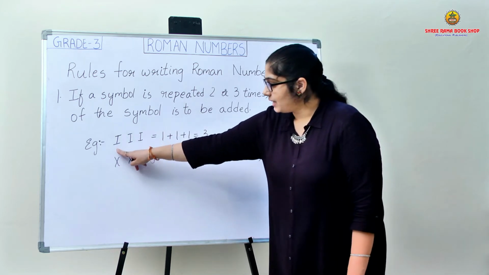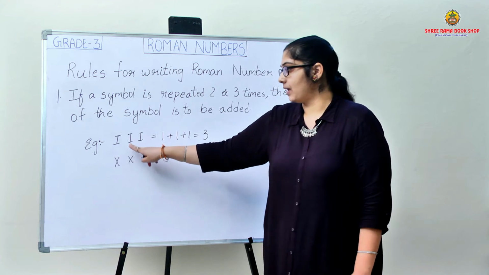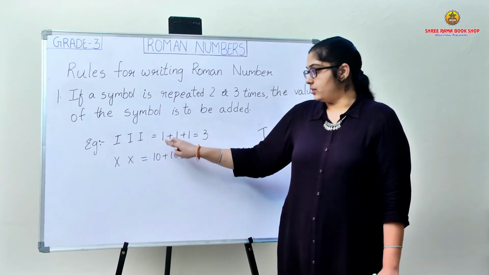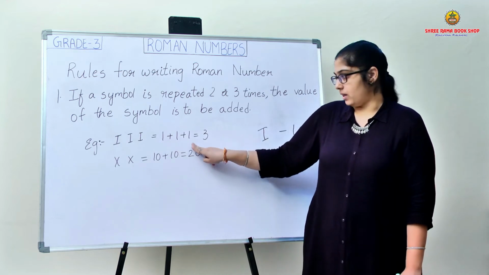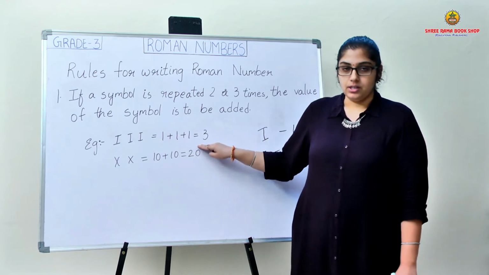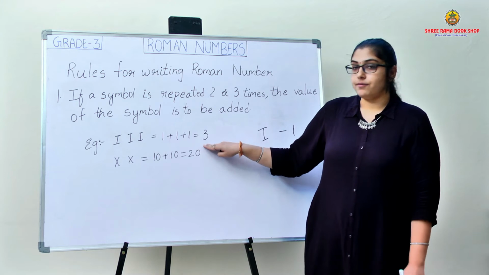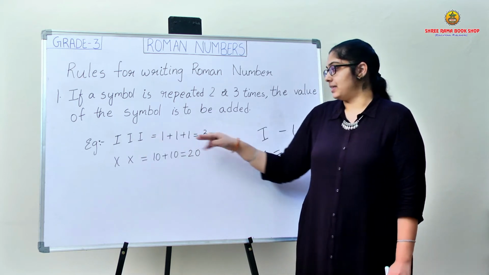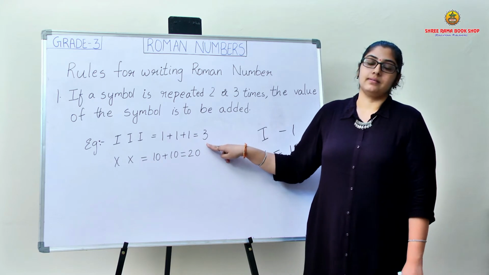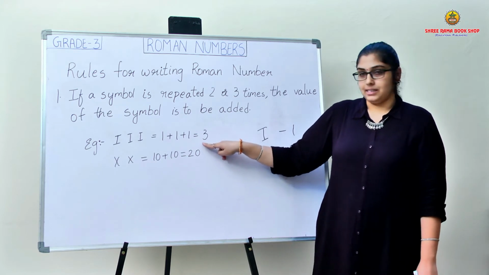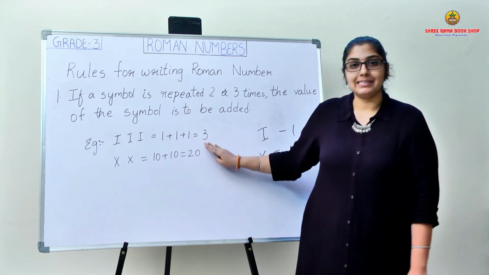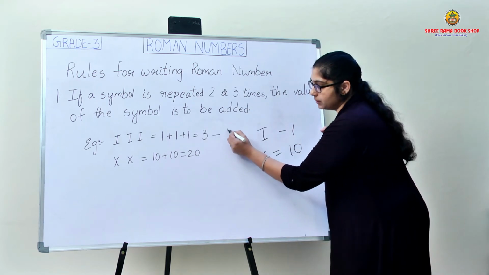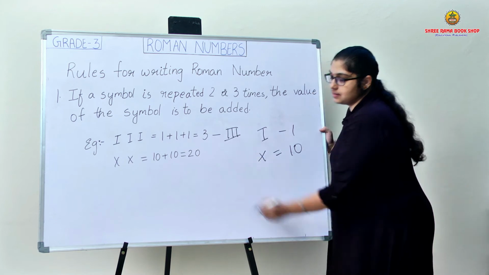Here I have the symbol I three times. A single I represents 1, so 1 plus 1 plus 1, I get the number 3. So from Roman symbols, I have added it 3 times and I got the Indo-Arabic number 3. So how do I represent 3 in Roman numerals? I represent 3 in Roman numerals like this.